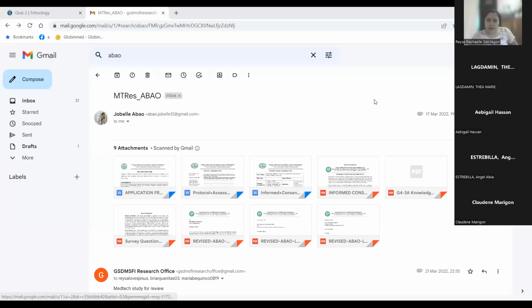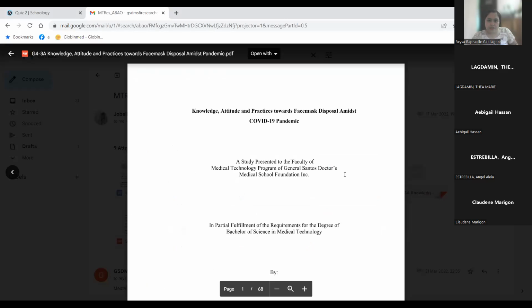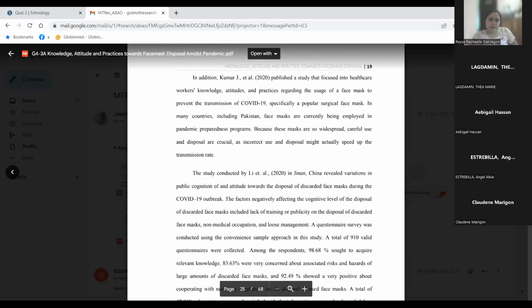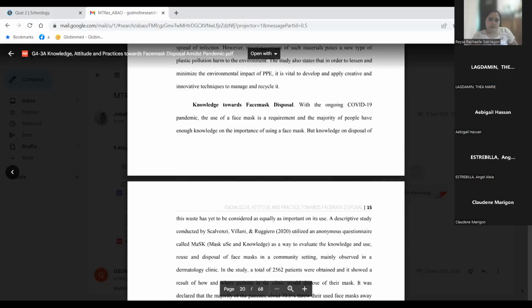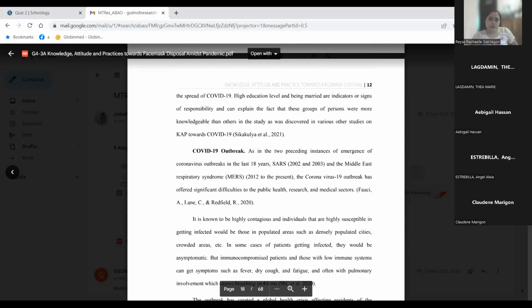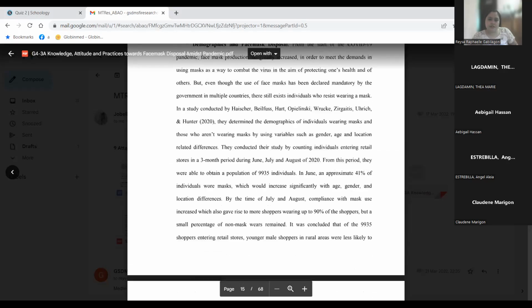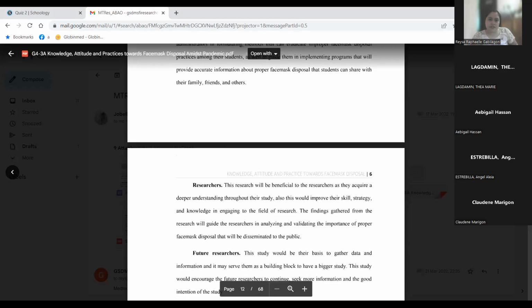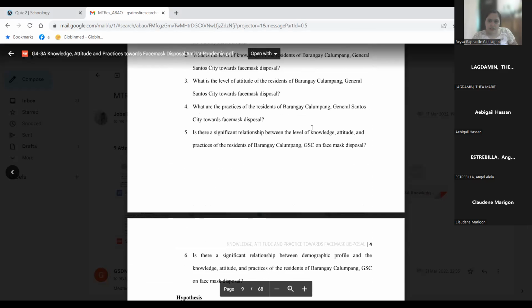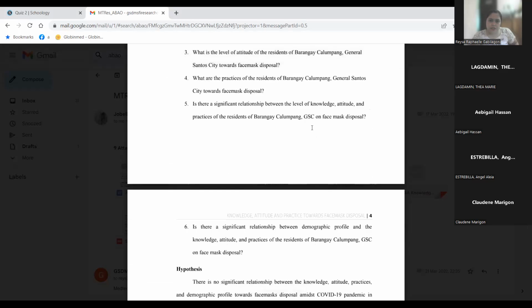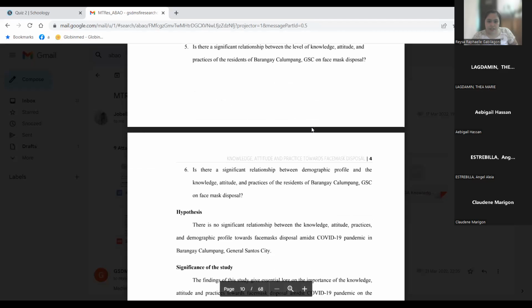Kung gaano karami yung question mo asking about difference and relationship, ganun din karami yung hypothesis mo. Actually, yung last question sa SOP, gawin mo lang siyang declarative statement. Kasi interrogative yun, diba? We have it here. Diba dalawa yung question nila, is there a significant relationship between the KAP sa mask disposal and relationship between demographic profile and knowledge?